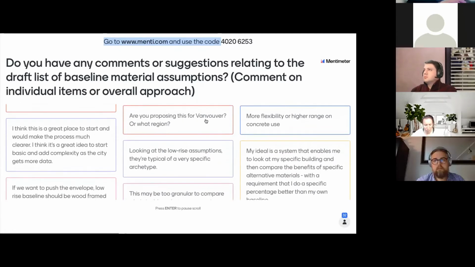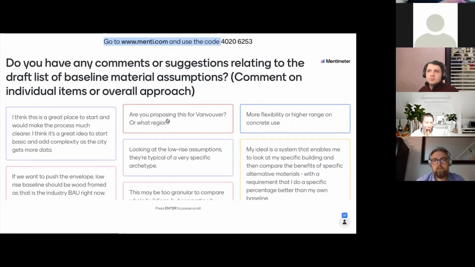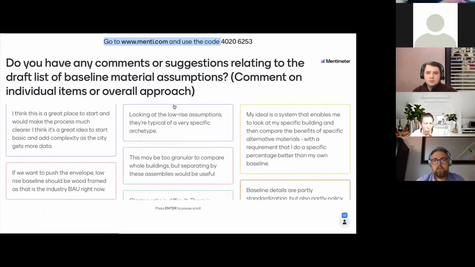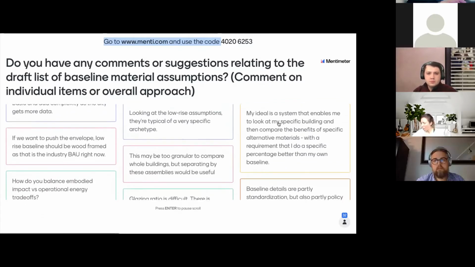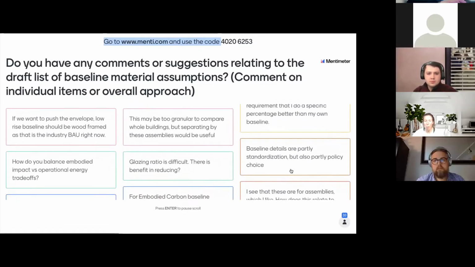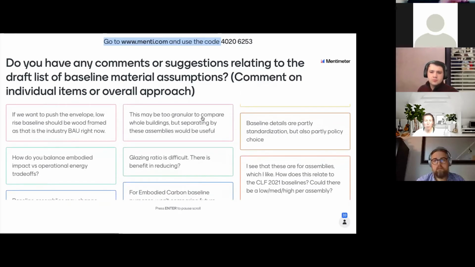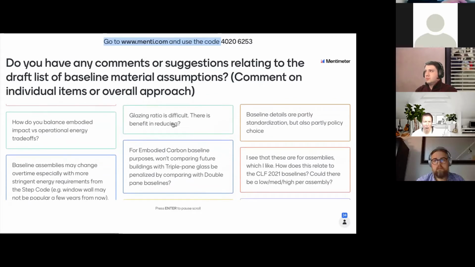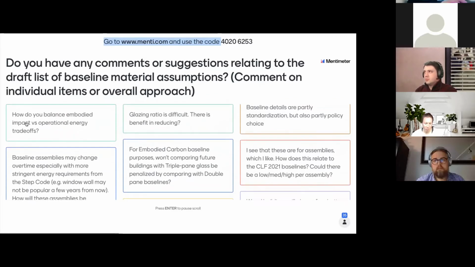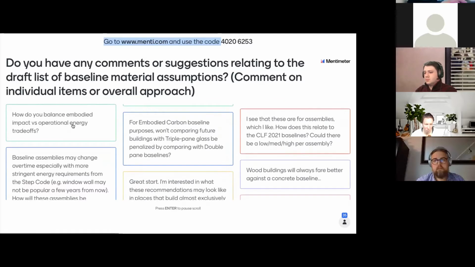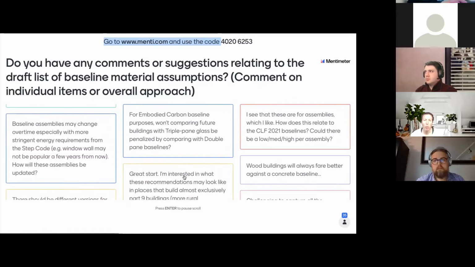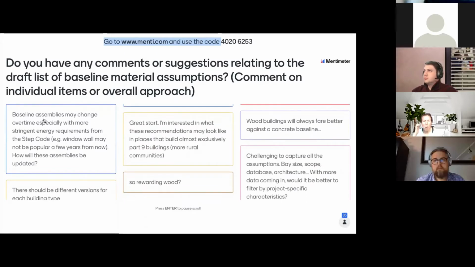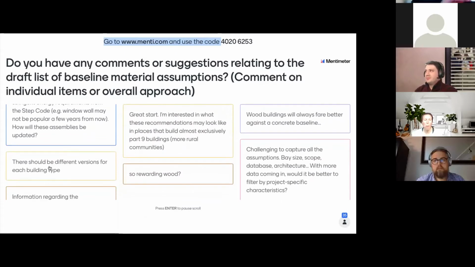Are you proposing this for Vancouver or what region? Yeah, in this context, it is specific to Vancouver. But potentially a similar approach could be used in other jurisdictions. This may be too granular to compare whole buildings, but separating by assemblies would be useful. Glazing ratio is difficult. How do you balance embodied impacts versus operational energy trade-offs? For embodied carbon baseline purposes, we won't be comparing... oh, that moved too quickly for me. There should be different versions.